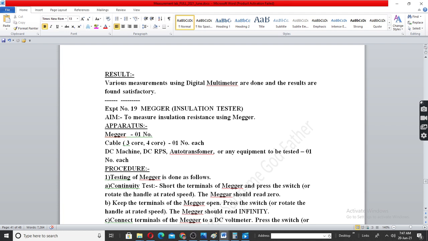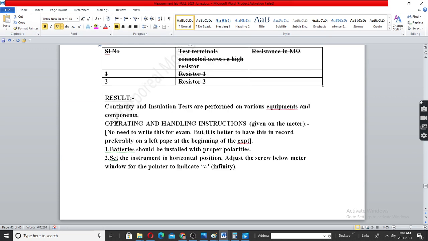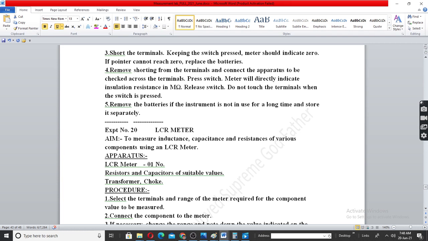Megger is not in your present syllabus. You have already studied it in your machines lab. Initially, this was part of the measurements lab syllabus. Hence, I have kept it here. Fine.